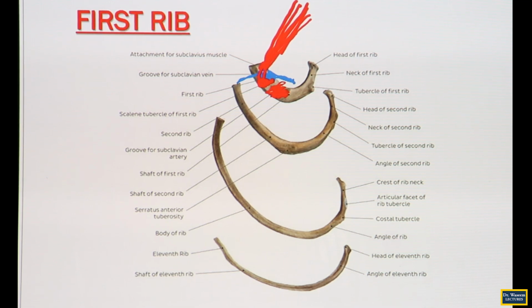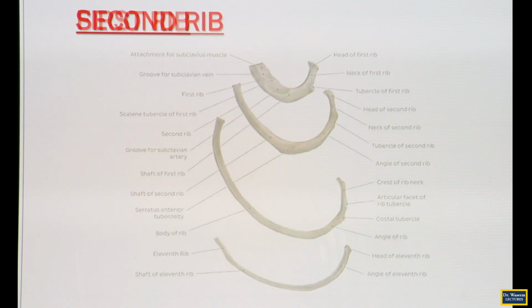This is in forced inspiration. These are accessory muscles of inspiration. Normally for inspiration the diaphragm is enough, but some other muscles will be used also, like this one and some others like the sternocleidomastoid. So the scalenus anterior muscle is very important. From a landmark point of view, this is also important. This was about the first rib.